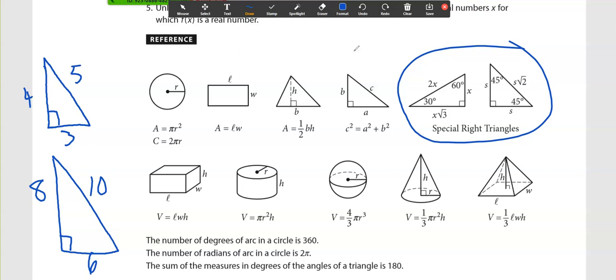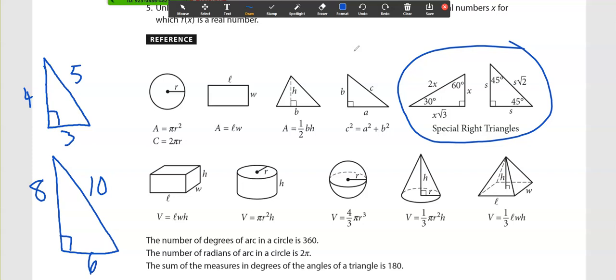Now they do have the nice 45, 45, 90 and the 30, 60, 90. If you're unfamiliar with those, we really need to get familiar with them. I know that you guys studied them in geometry a lot, but they show up as well. Obviously, there are lots more formulas that they throw at you.